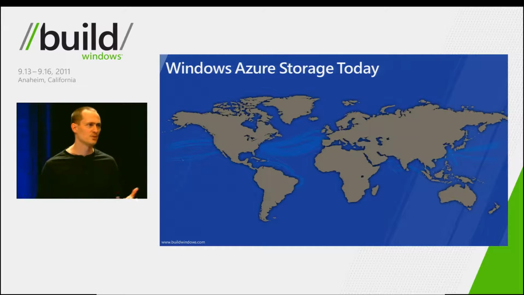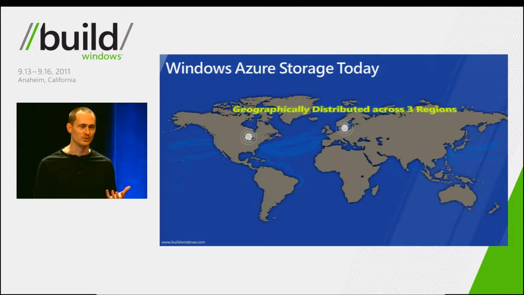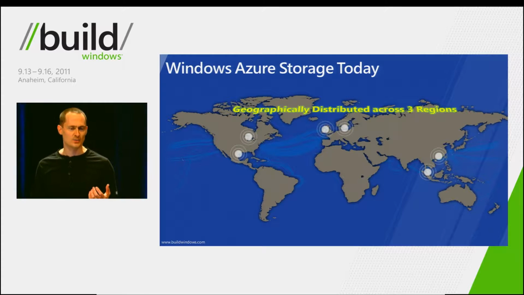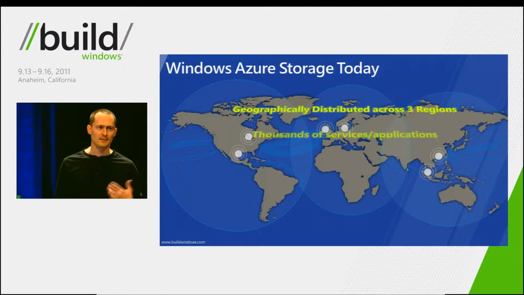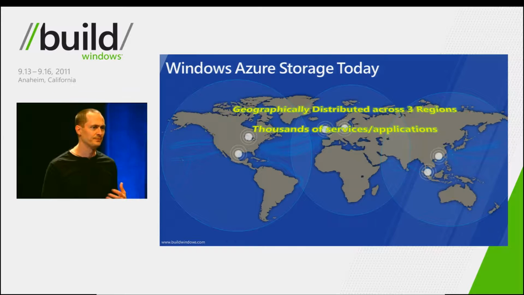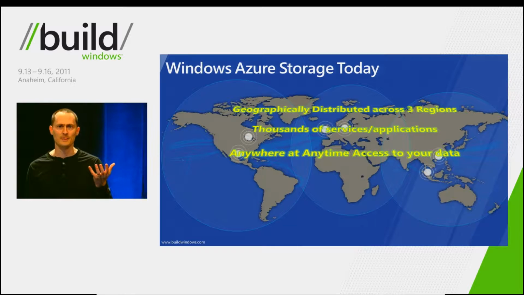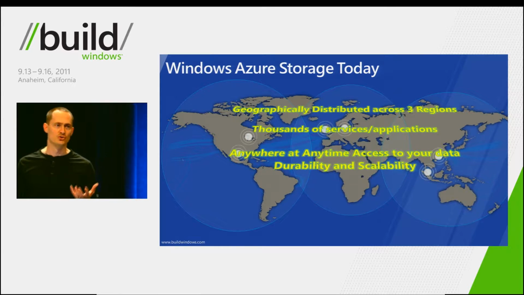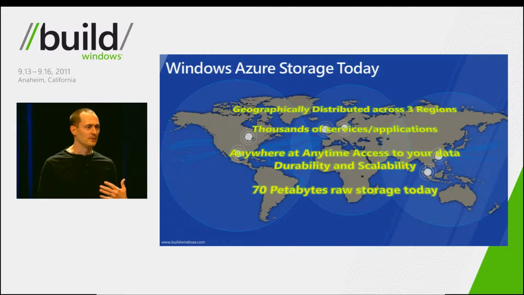So where are we with storage today? Well, we have data centers in 3 regions around the world with 6 data centers. So we have data stored in the US, Asia, and Europe. And we have thousands of customers using this data. They're using it because they get anywhere, anytime access to that data that's stored in the cloud, as well as some additional durability and scalability functionality we provide, which I'll be talking about in the internal section in this talk today. Now, in production, we have 70 petabytes of raw storage right now.